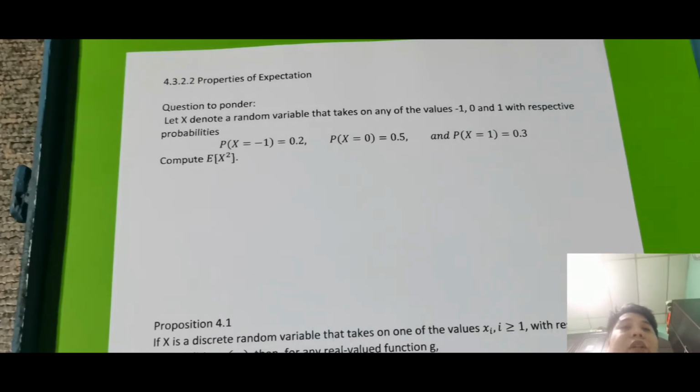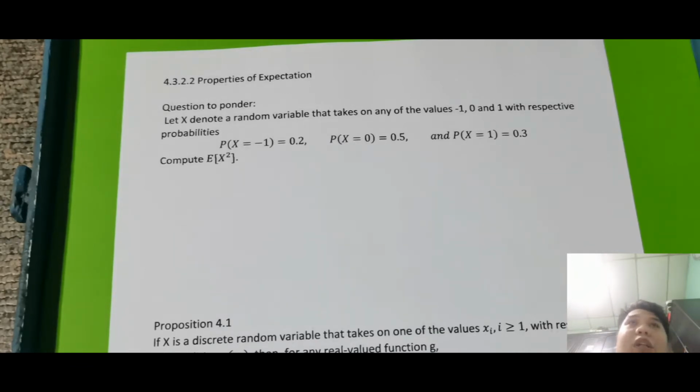So let x denote a random variable that takes on any of the values negative 1, 0, and 1. So ayun nga sinasabi ko sa inyo, yung random variable x, pwede maging negative 1. So hindi mo siya dapat i-consider lang na 0, 1, 2, 3, something. Hindi siya laging counting. Again, random variables, it can take negative values also.